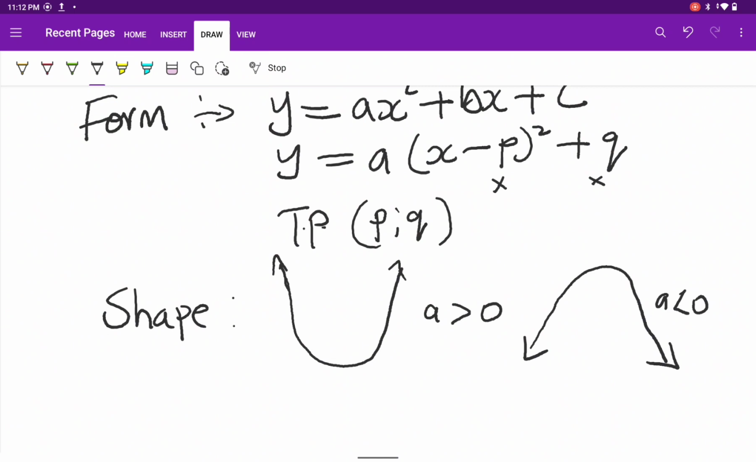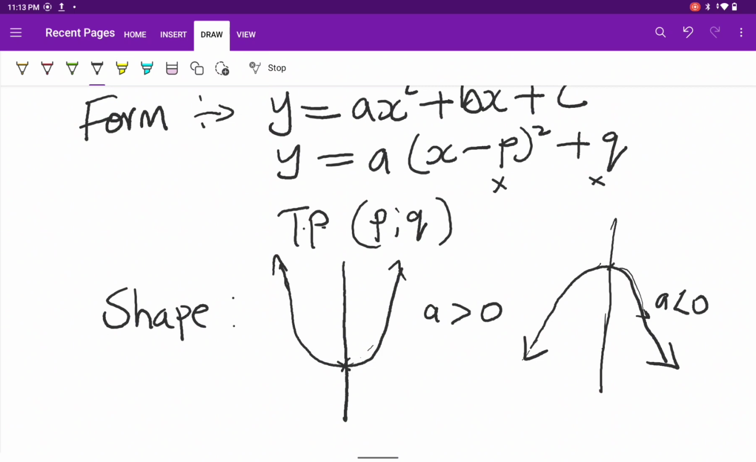Now, unlike other functions, the parabola is both increasing and decreasing. This one is decreasing from negative infinity up until the x value here, and then from there it is increasing. This one is increasing from negative infinity up until this x value, and then from there it is decreasing. You can see a parabola is both increasing and decreasing.